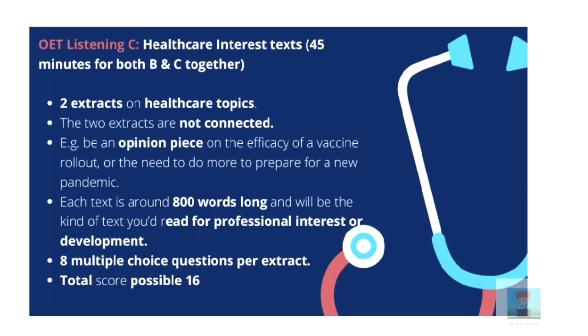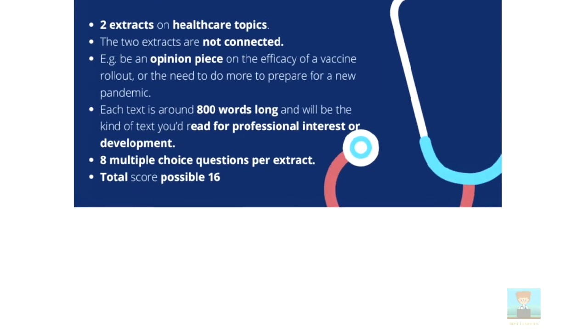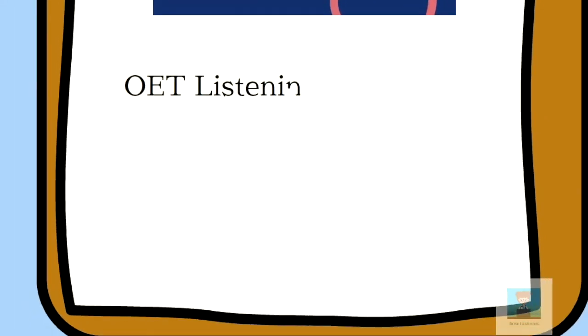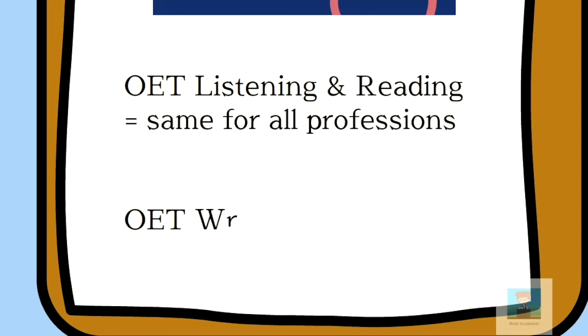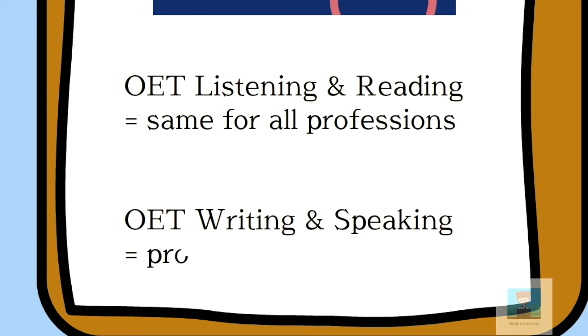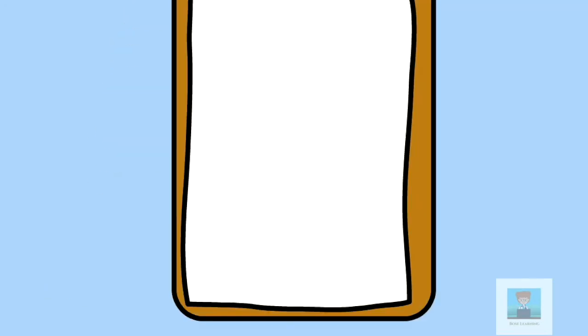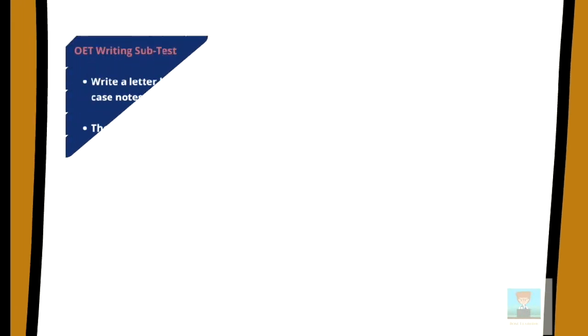The OET reading and listening subtests are the same for all professions, but the speaking and the writing are different. They change depending on your own healthcare profession. The OET writing subtest is 45 minutes long in total. You'll be given a set of case notes, and your task is to write a letter based on the information given in the case notes.